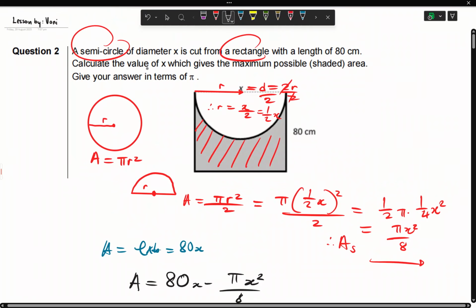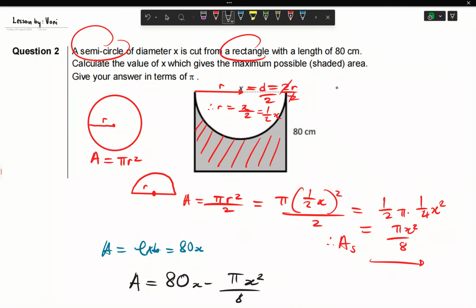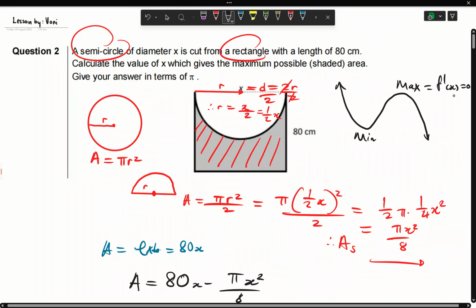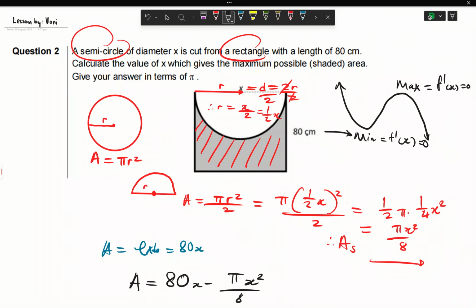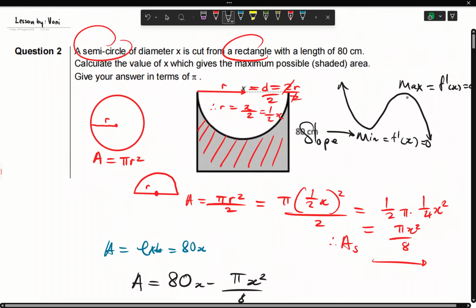Now the question asks us to determine the value of x which gives the maximum possible shaded area. Whenever you have a function that curves down like that, we call this the maximum. Whenever it curves up, that's the minimum. We know that at the stationary point the gradient is 0. Remember, the gradient is the slope, so the slope is 0 where we have the extrema, the maximum or the minimum.